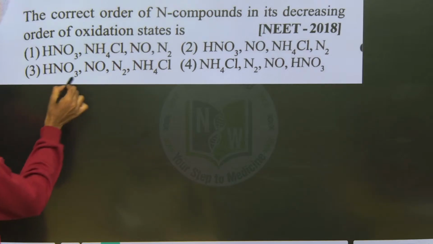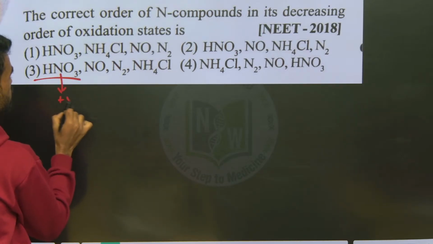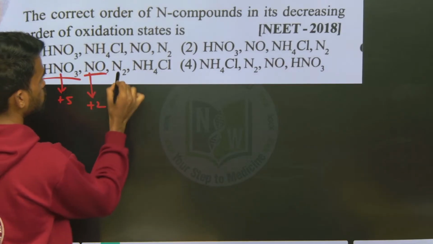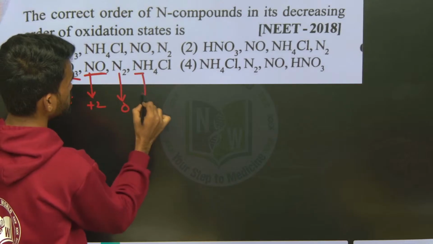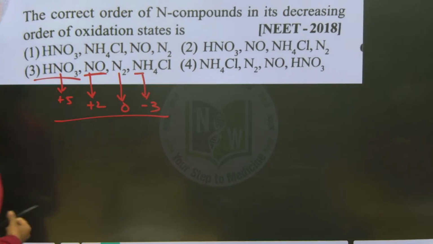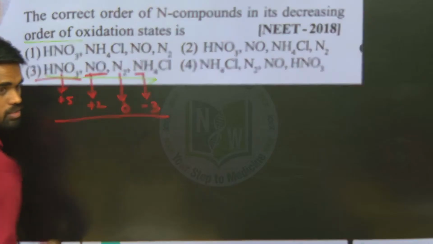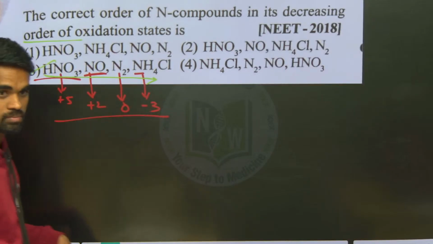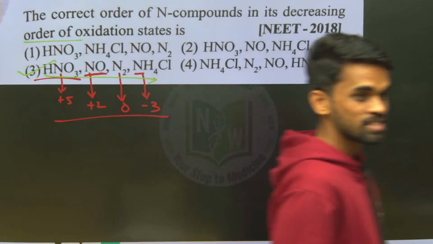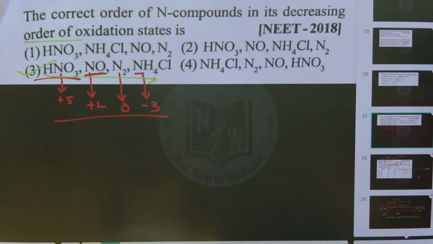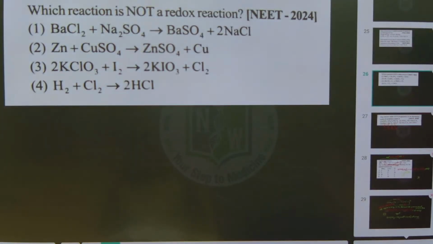See, nitric acid, plus 5. What about this? Plus 2. This one is 0. Plus 1. Here it is minus 3. So what are they asking? Which order? Decreasing order. So this is decreasing only. Next, this one. Done.